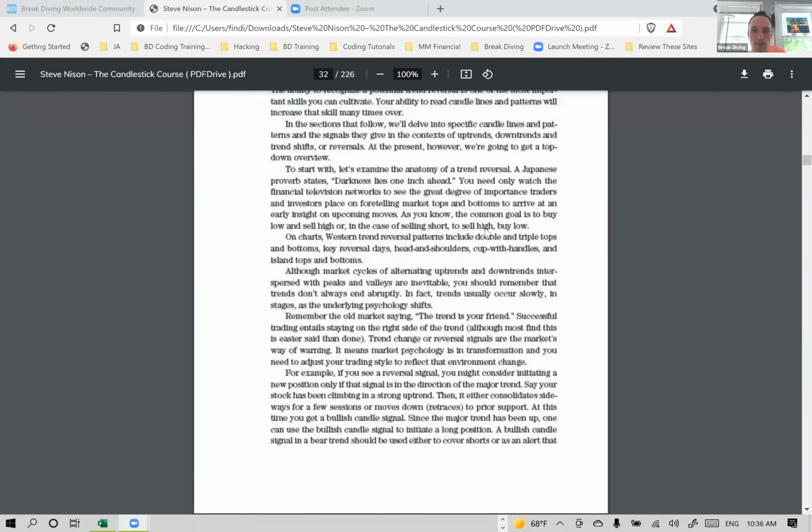As you know, the common goal is to buy low and sell high, or in the case of shorting, selling high and buying low. On charts, Western trend reversal patterns include double and triple tops and bottoms, key reversal days, head and shoulders, cup with handles, and island tops and bottoms. It's true, I read a bunch of books by Investor's Business Daily, and one of their main things is the cup with the handle. But those cups with handles take weeks to get established.